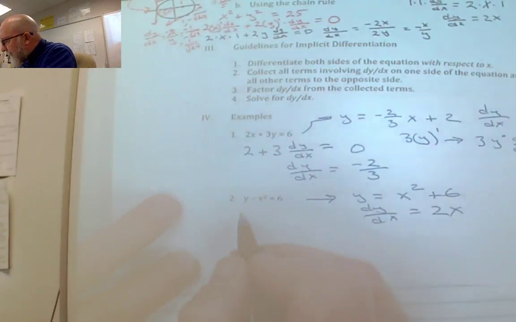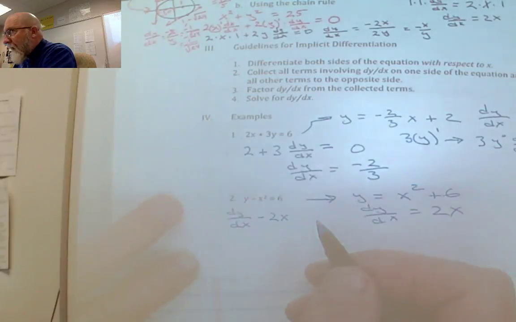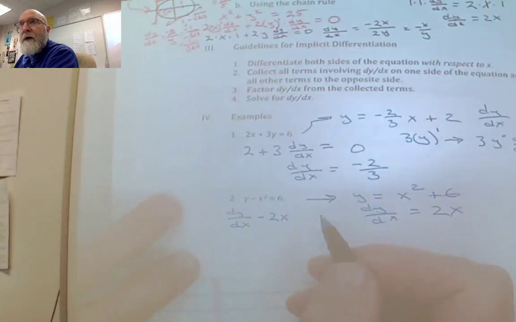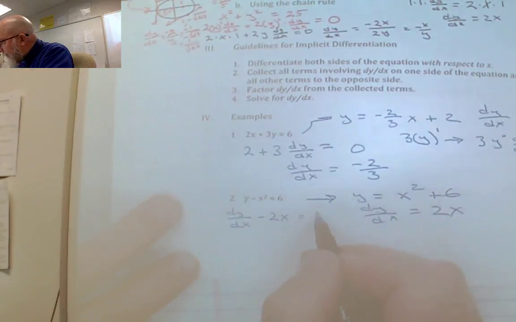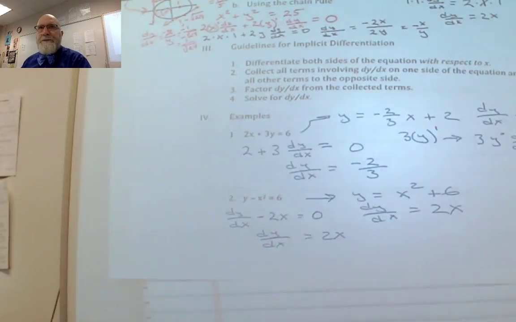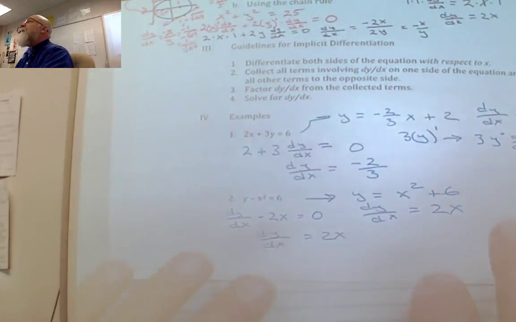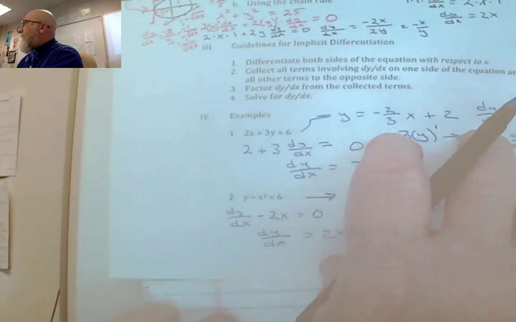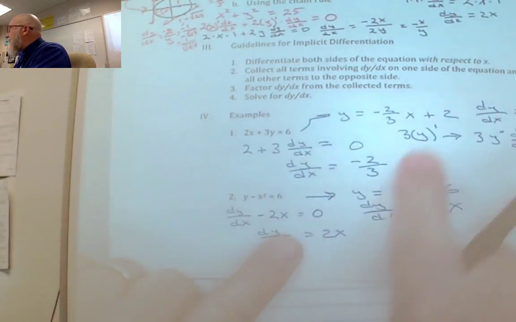Implicitly, it'd look like this. dy/dx minus 2x times dx over dx, right? I'm not going to write that anymore, and we're okay with that? Does everybody agree? Equals 0. Then I would add 2x to both sides, and I get dy/dx is equal to 2x. Now, these are easy ones, right? They're very friendly, because you could have done them like this, like you've done in the past.